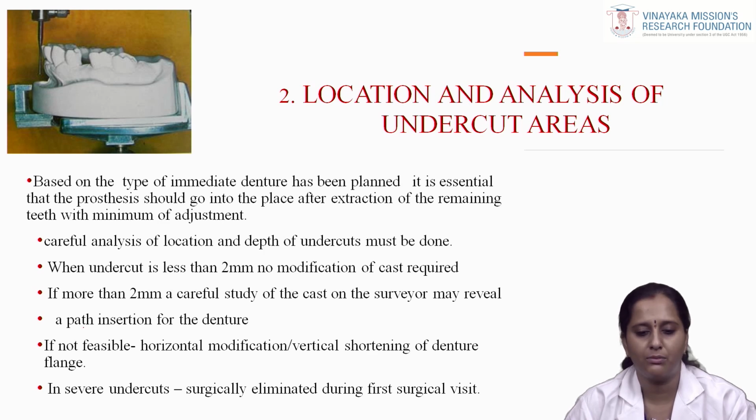If it is more than 2 mm, a careful study of the cast on the surveyor may reveal a path of insertion for the denture. If it is not feasible, we can go for either a horizontal modification or a vertical shortening of a denture flange. In case of severe undercuts, none of the above mentioned procedures is possible. We have to go for surgical correction of it.